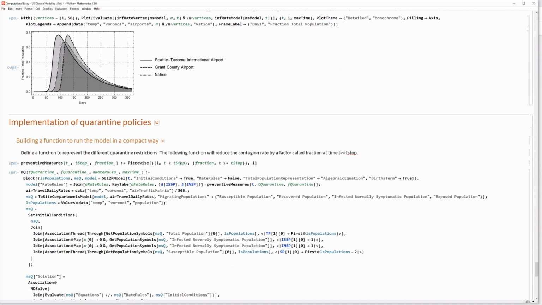One of the great things about Mathematica is that we can add anything to our set of rules. So in this case, what we did is we created what are called preventive measures, given at a given time and a given fraction. This means we implement a quarantine at time t-stop, with a degree of effectiveness, or the factor by which you can reduce the contagion rates. If you're very strong on your quarantine, the fraction, you can really lower that contagion rate.